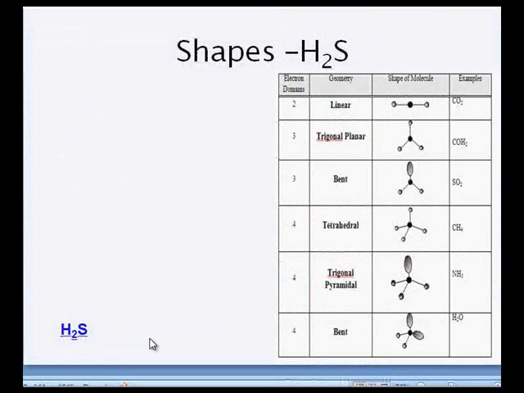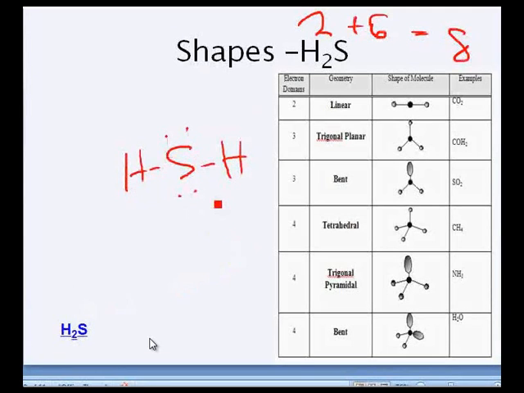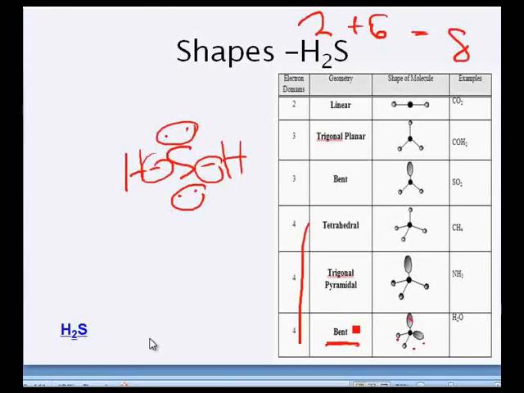All right, we have H2S. We have 1 valence electron from each hydrogen, plus 6 from sulfur. That's 8 electrons. We can put sulfur in the center, put the hydrogens around it, and then sulfur needs its lone pairs. Okay, so what we have, how many domains? We have 1, 2, 3, 4. All right, again, we've got the same 3 choices. In this case, we only have 2 atoms attached, 1, 2, and we have 2 lone pairs. So this shape is going to be bent. So let's take a look at the actual bent shape.